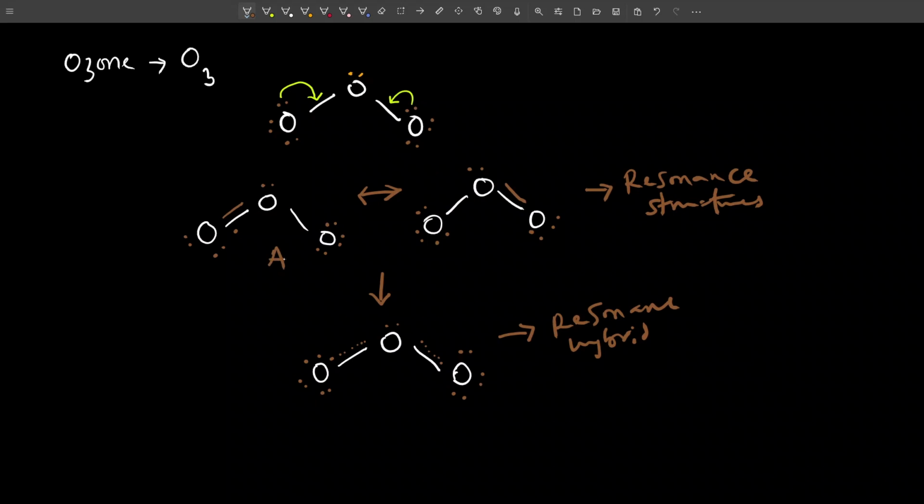If this is resonance structure A and resonance structure B, A and B can contribute evenly to the resonance hybrid. If they contribute evenly, it means that either structure is an acceptable structure for O3. But if A contributes more, it means that A is more acceptable than B. The question now is how do we know which of them is acceptable and which contributes more to the resonance hybrid? We calculate something called the formal charge. The next video will talk more about the formal charge.